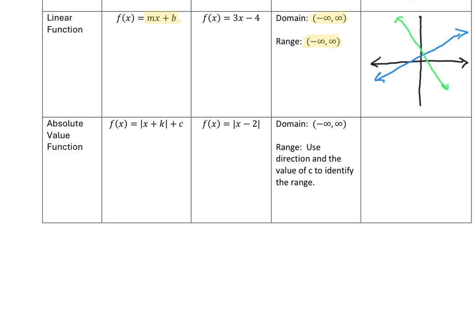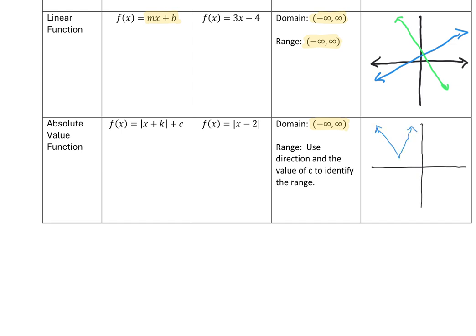And so what we have here is for our absolute value function, our domain is all real numbers again. Okay? And that's the main thing we want to focus on here. Our range, we actually have to graph it in order to see what it looks like. And so just to give you an idea of what an absolute value function looks like, it is a V shape.